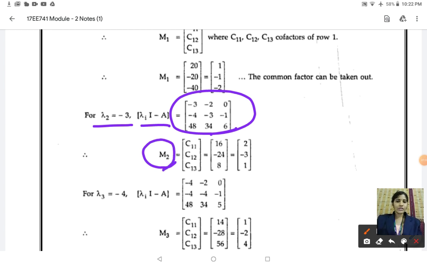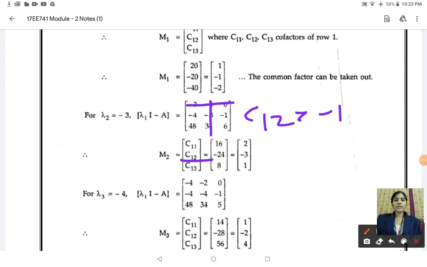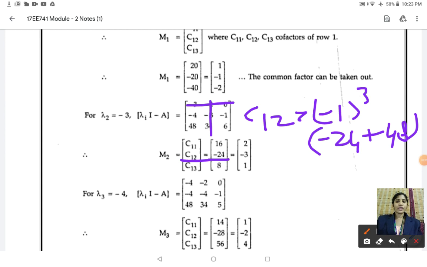M2 is obtained with C11, C12, C13, and the formula has been discussed already. What is C11? It is the cofactor. After eliminating the first row and first column, the value you obtain for the minor of the element is 16. Same thing for C12, first row, second column. C12 is equal to minus 1 to the power of 3. The minor of the element is going to be minus 24 plus 48, so you are going to get minus 24 here.